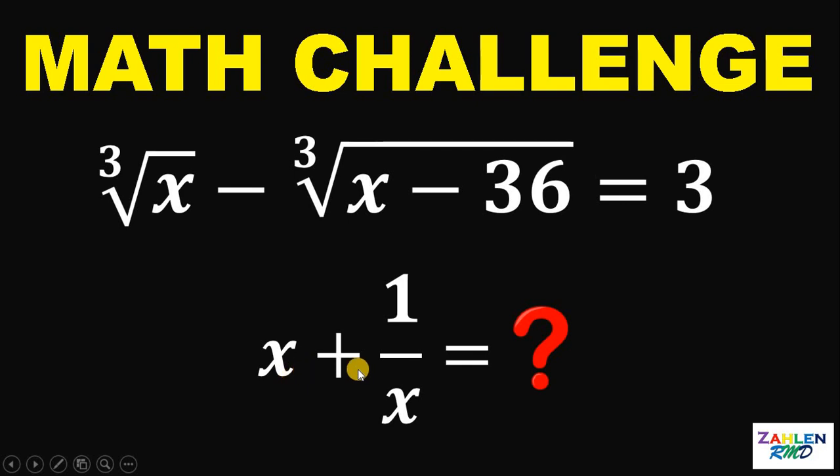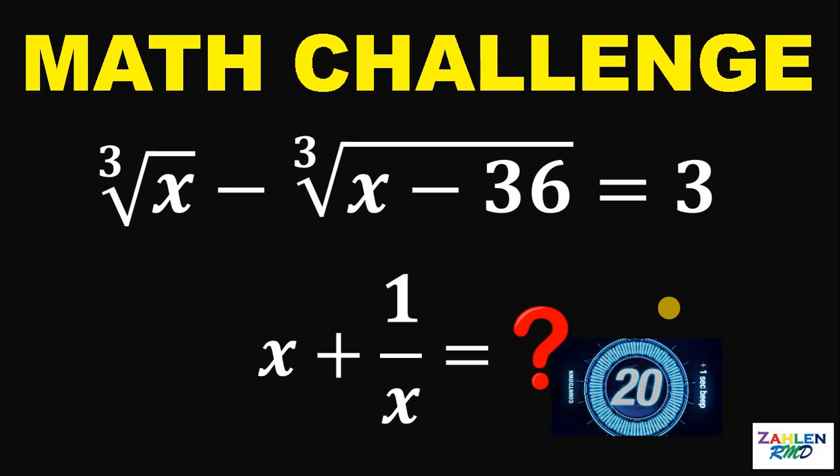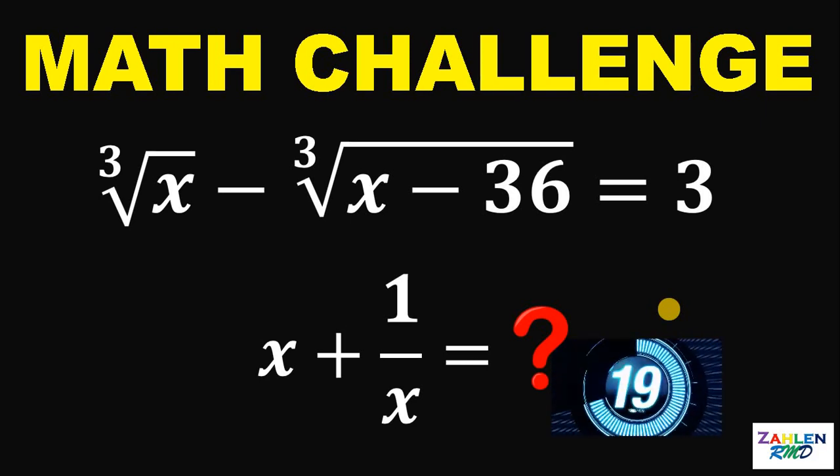Solve for the value of x plus 1 over x, given the equation cube root of x minus cube root of x minus 36 equals 3. Now, if you want to try this problem, you can pause this video. You have 20 seconds and timer starts now.